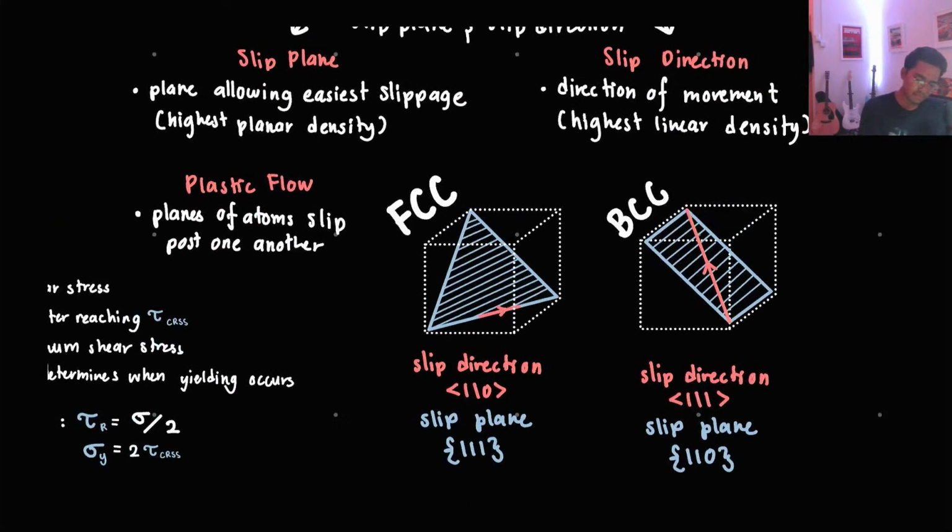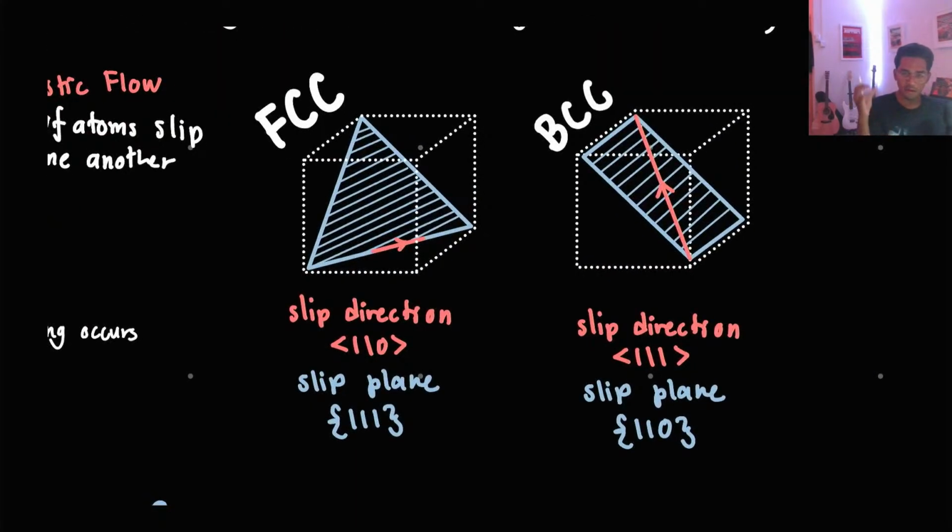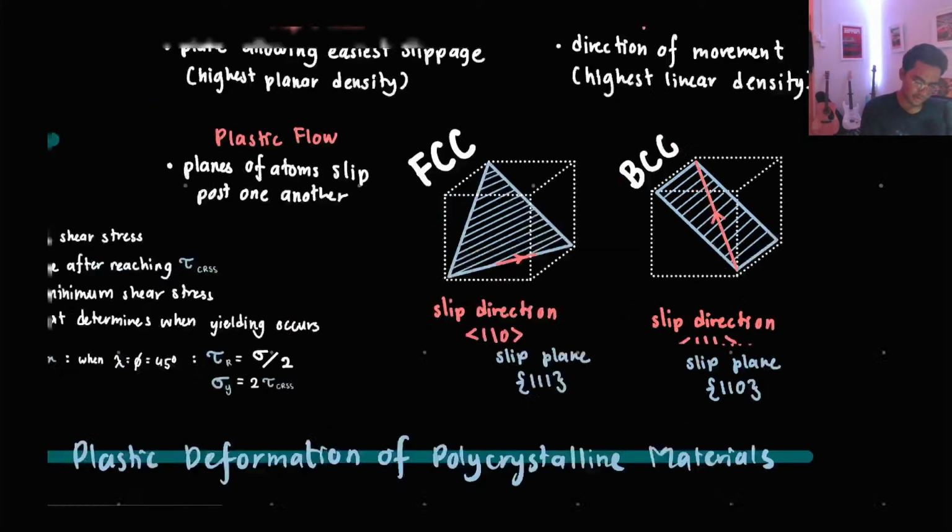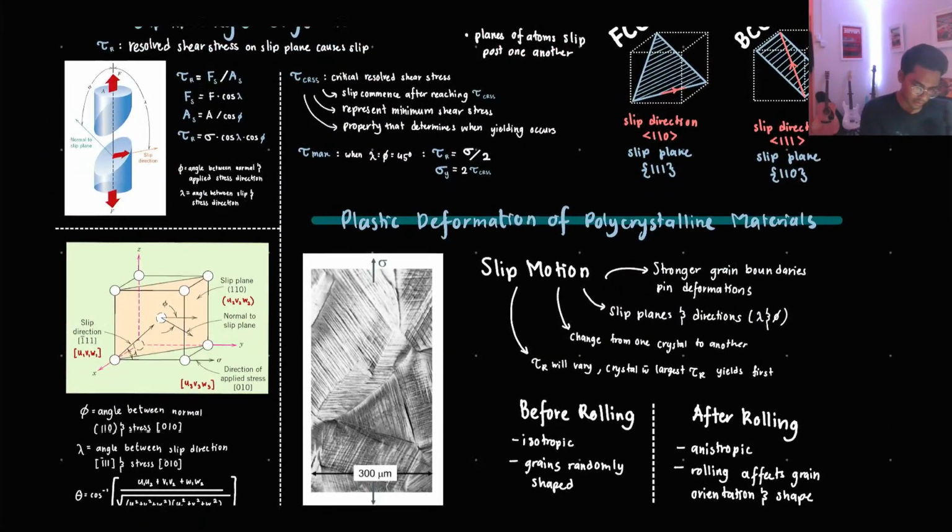Okay, so we have different types of structures here: FCC and BCC. FCC is face centered. What is the C in BCC? B is body centered. Okay, so these are the different shapes of the slip plane. Slip plane of FCC is like a triangle. Slip plane of BCC is like a rectangle, and the slip direction is also different.